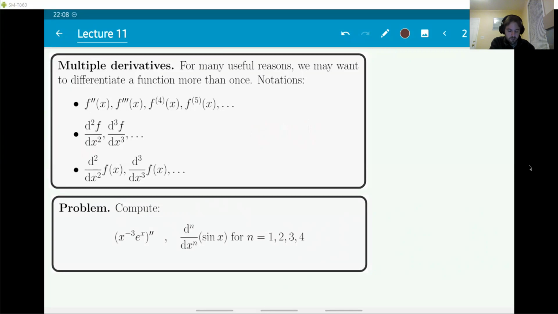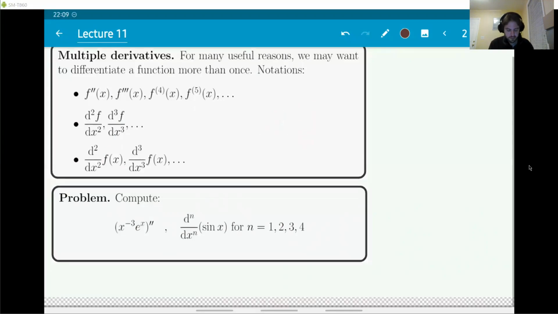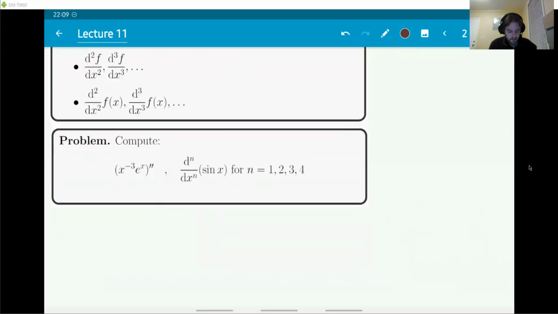Or according to the third item here, where the function goes in front of the symbol, d squared/dx squared of f of x. This means, again, two derivatives of f. So let's just do some examples here. Take a look at this. Compute two derivatives of the function x to the minus 3 times e to the x.